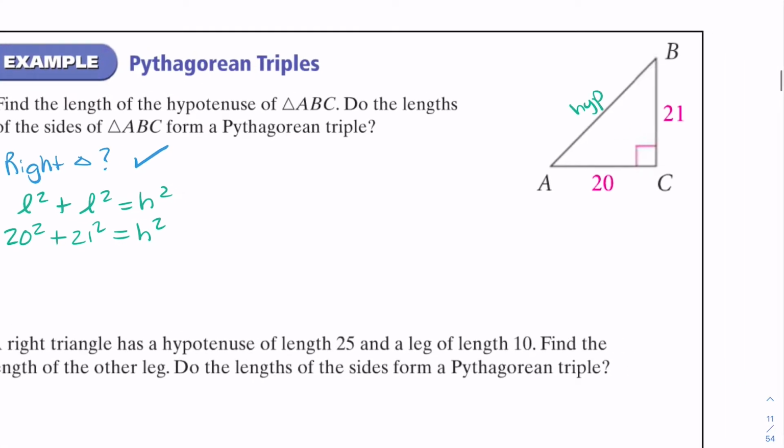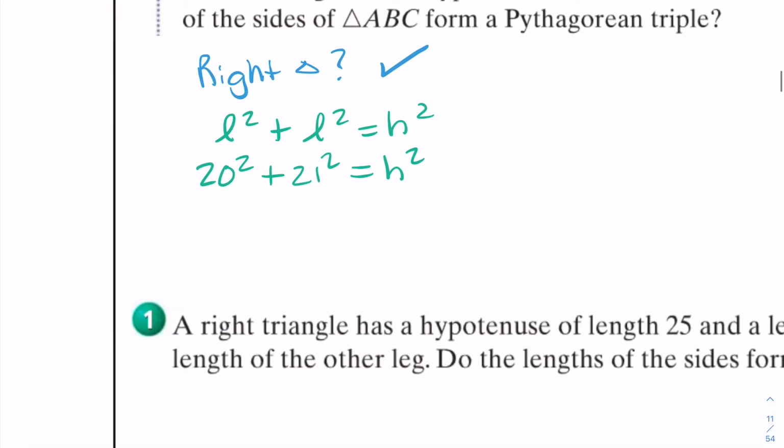And if that is a whole number, because we already have a right triangle, that's our one check. But we want to make sure that this is a whole number. So we have 400 plus 441. Let's see. I have a separate calculator, so I'll do some work there so I don't do too much going back and forth. But I will show you how to use a calculator.